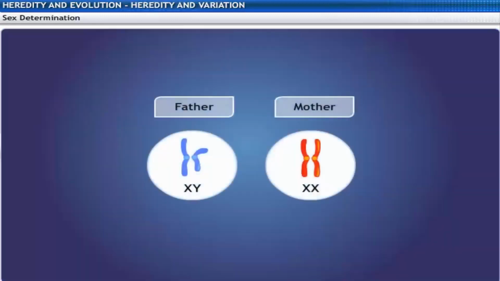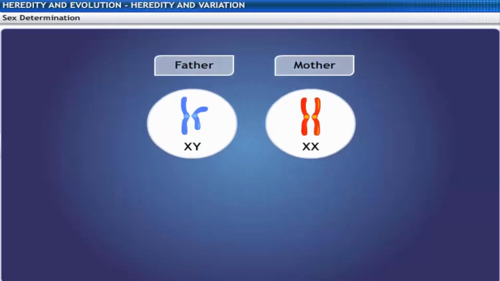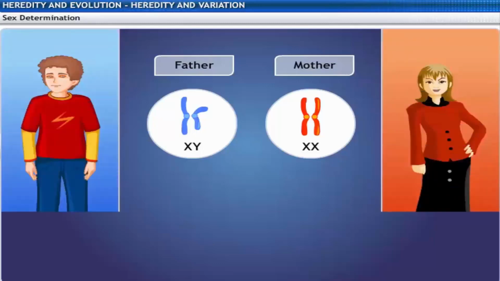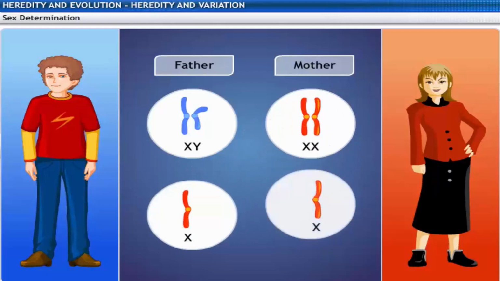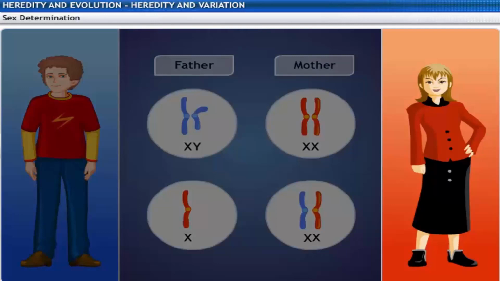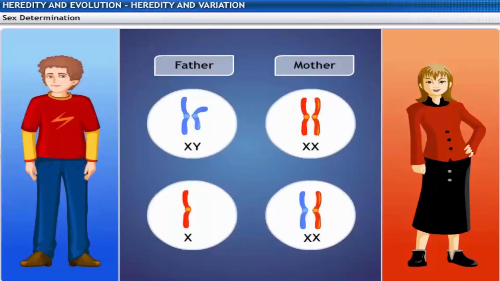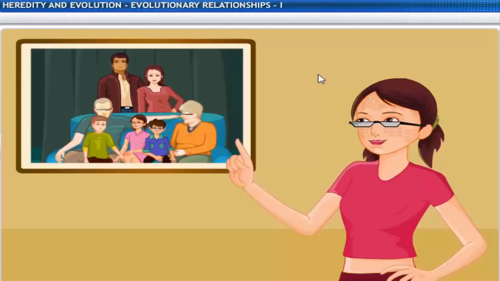Let's look at the inheritance pattern of the uppercase X and uppercase Y chromosomes. All children will inherit an X chromosome from their mother, regardless of whether they are boys or girls. A child who inherits an X chromosome from her father will be a girl, and one who inherits a Y chromosome from him will be a boy.